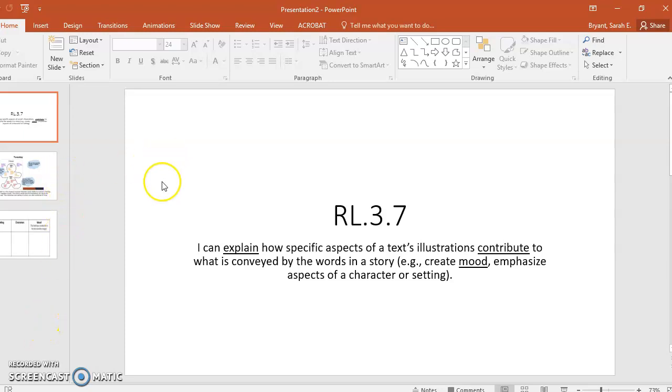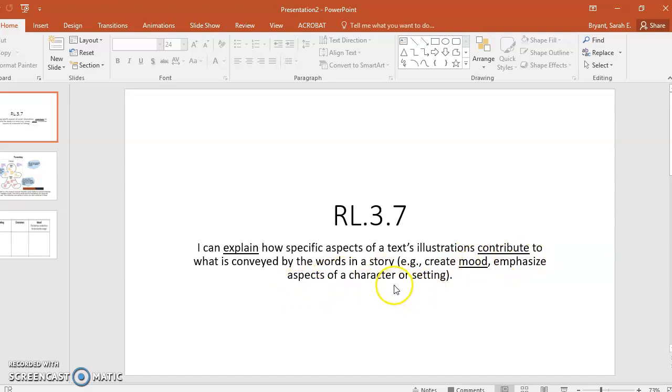Hi guys, it's Miss Bryant here, and we are going to talk about the standard RL.3.7, which is: I can explain how specific aspects of a text illustration contribute to what is conveyed by words in a story. For example, create the mood, emphasize aspects of a character or a setting.